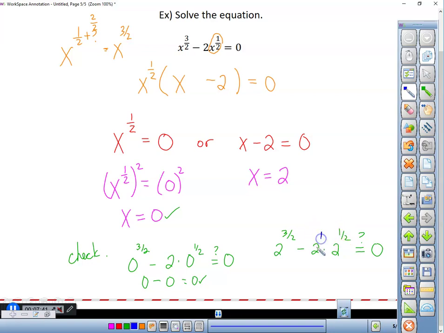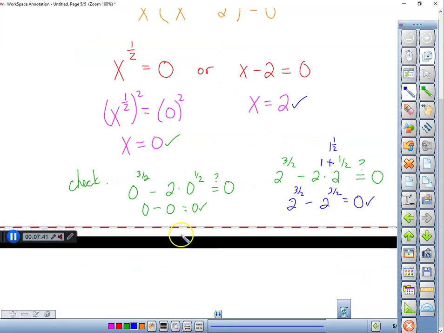So this is 2 to the first power. These are both powers of 2, a product of 2 powers of 2. So the exponent property says I can combine those by adding those exponents together. And 1 plus 1/2 is 1 1/2, and 1 1/2 is 3/2. So what I have is 2 to the 3/2 power minus 2 to the 3/2 power. And anything minus itself is indeed 0, which means 2 works also. So our solutions, in this case, both x equals 0 and 2 are valid solutions.